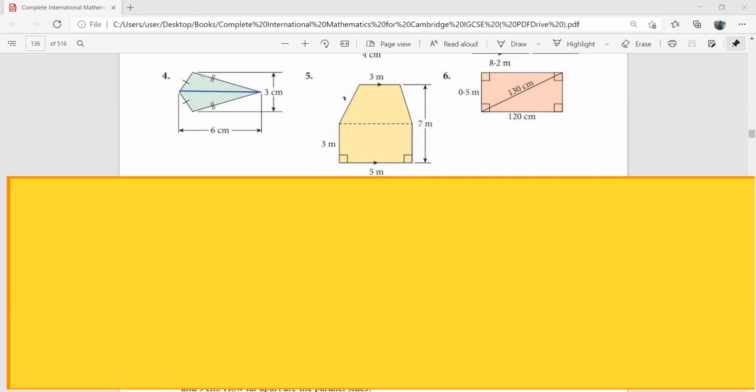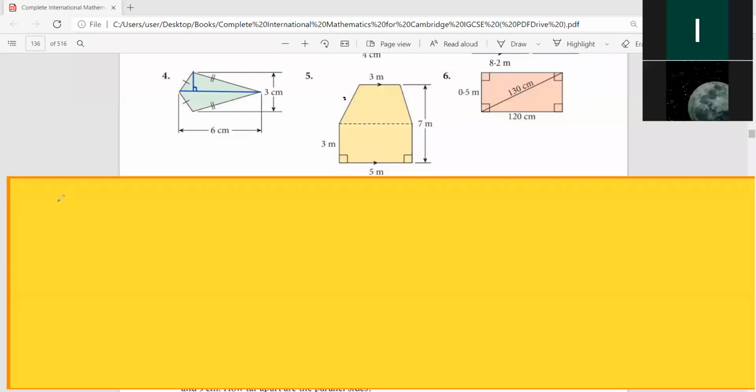So that means the height of this triangle. What would be the height of this triangle? 1.5. Okay. So you have exactly two such triangles in here. Let's just find the area of one of these triangles and then double that.